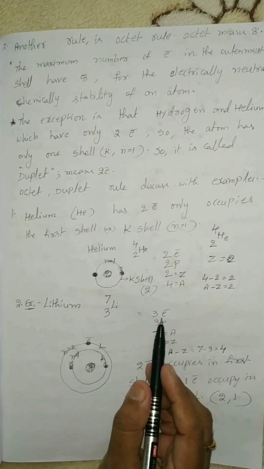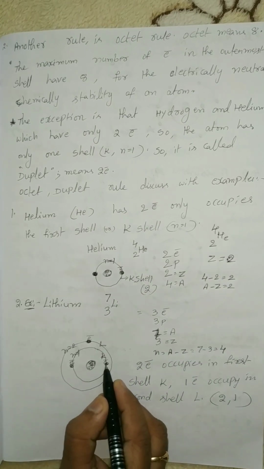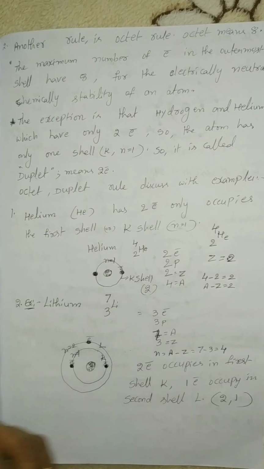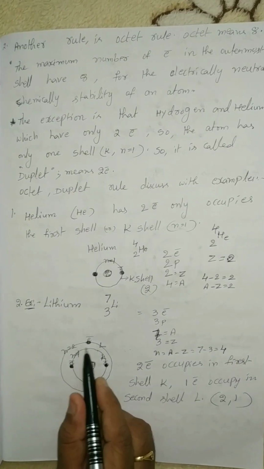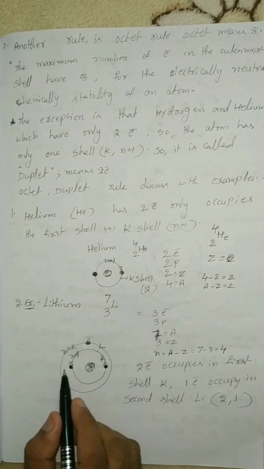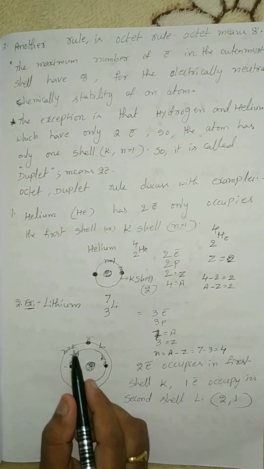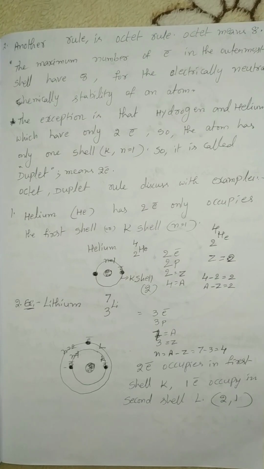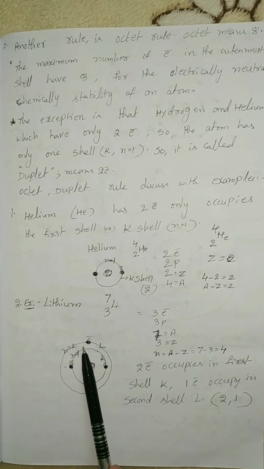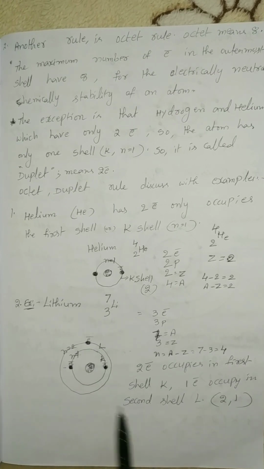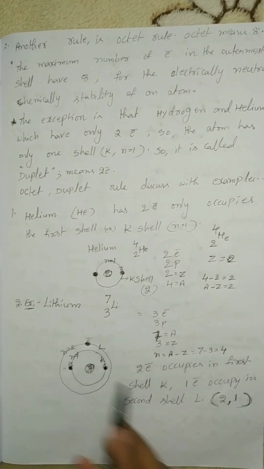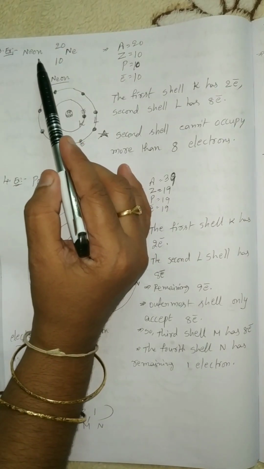After that, how many electrons? 3 electrons. In the first shell, only 2 electrons occupy. So this is n equal to 1, K shell has 2 electrons. Then the second shell, L, has 1 electron. So 1, 2, 3, 3 electrons. So 2 electrons occupy the first shell K and 1 electron occupies the second shell L. So we denote it 2, 1.